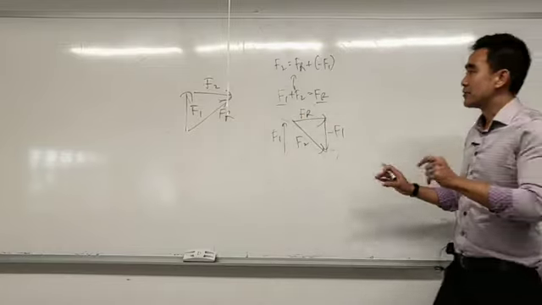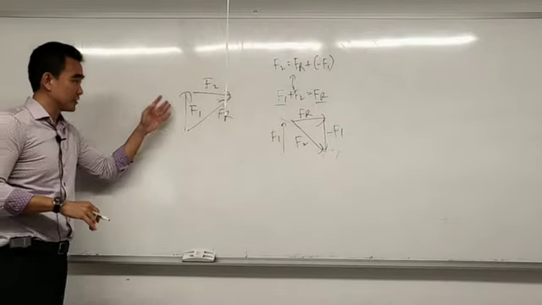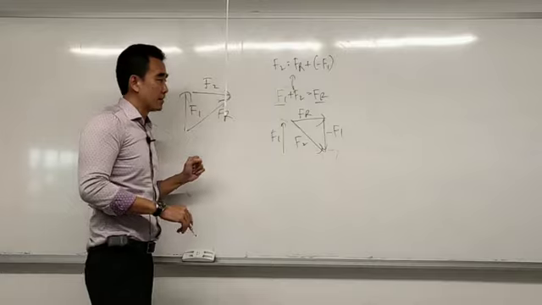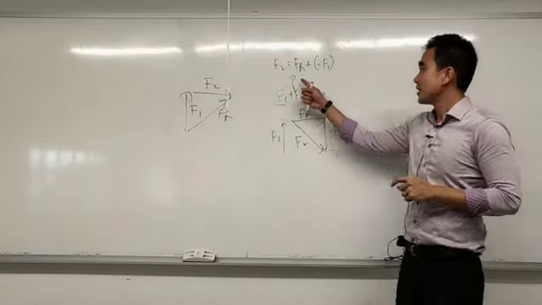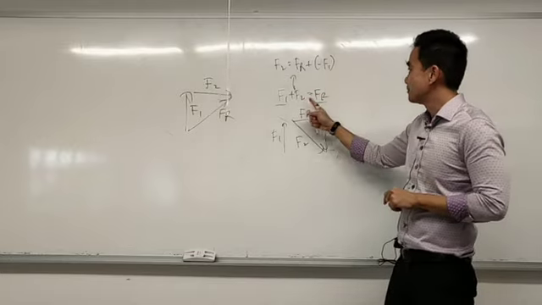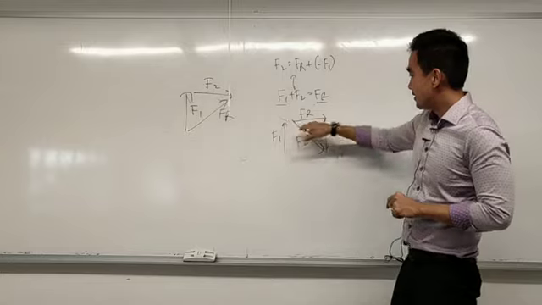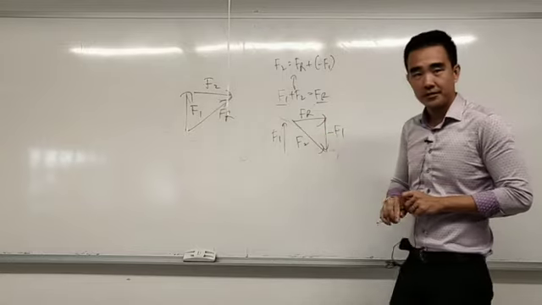Alright? So let's summarize the two examples. If you're given F1 and F2 and find FR, it's very simple. Align the head to the tail and always from the very tail to the very head. The method is actually more or less the same for this one, just that if you want to find F2, given FR and F1, you have to flip F1 around like this, and then you sum using the same method. The head must meet the tail, from the very tail to the very head.